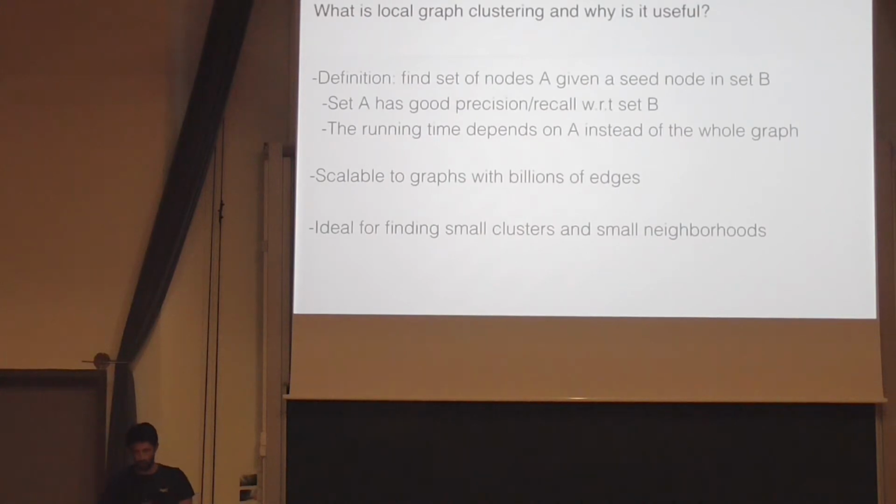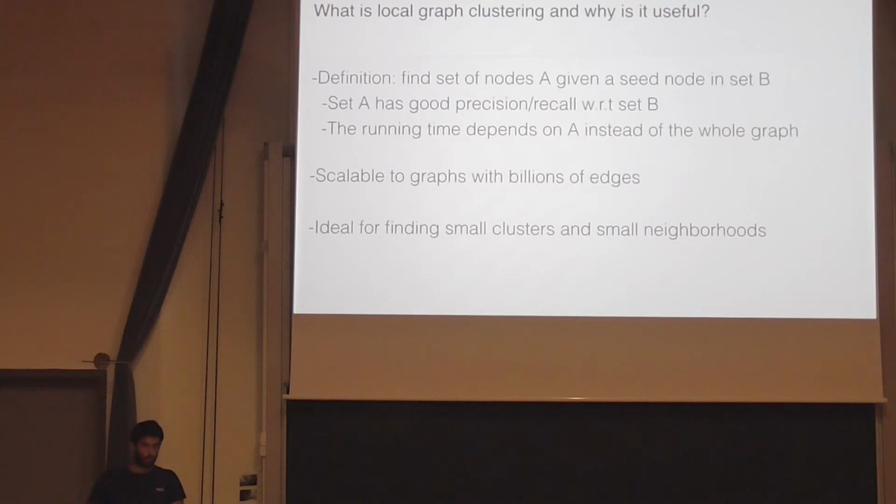Okay, let's see. What is the definition of local graph clustering? So we aim to find a target cluster B, but we do this by, we want to find a set of nodes A, given a seed node, given one node in that target cluster B. So, and we want the set A to have good precision and recall with respect to the target cluster B, right? But it's semi-supervised. We need one node in that target cluster B.